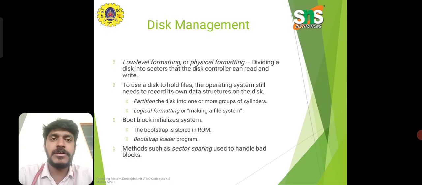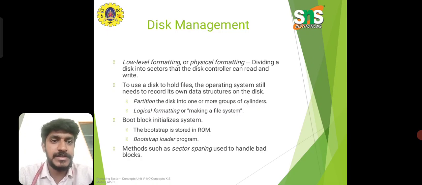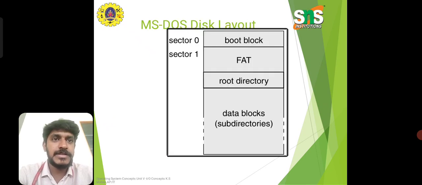Then an important concept is disk management. Low-level formatting, or physical formatting, divides a disk into sectors that the disk controller can read and write. To use the disk to hold files, the operating system still needs to record its own data structures on the disk. So it partitions the disk into one or more groups of cylinders, then does logical formatting, making a file system. The boot block initializes the system. The bootstrap is stored in ROM, and a bootstrap loader program is used. Methods such as sector sparing are used to handle bad blocks. These are the kinds of things in disk management.